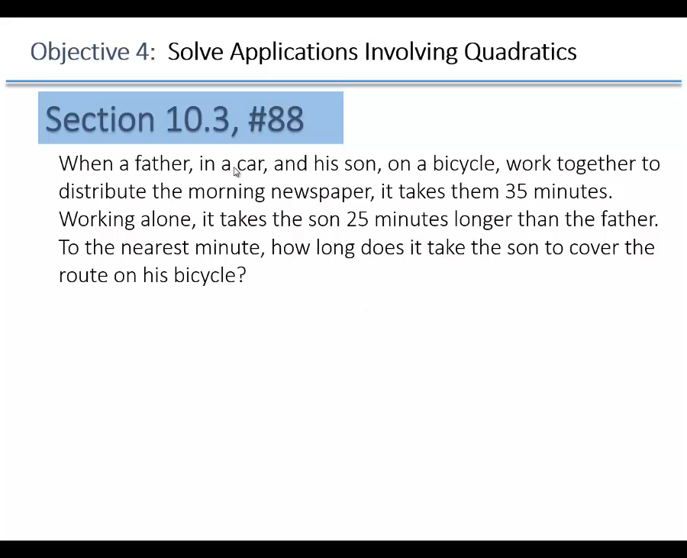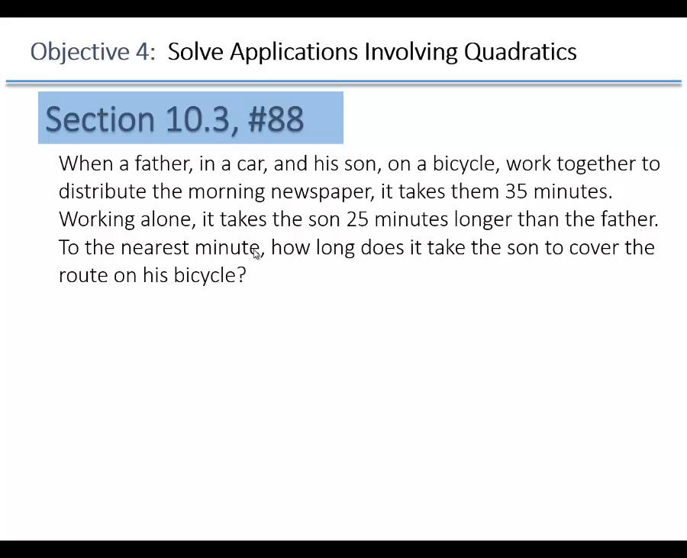A father, while driving his car, and his son on a bicycle, they're going to work together to complete a paper route. And when they work together, it takes them 35 minutes. Now, this problem might sound familiar because if you look in your notes in section 7.7, we looked through problems just like this. But back then we knew either the father's time or the son's time. Here we don't know either. But we do know that it takes the son 25 minutes longer to do the job alone than his dad in the car. And that makes sense. He's only got a bike.